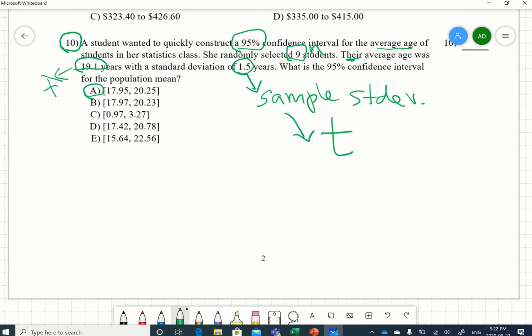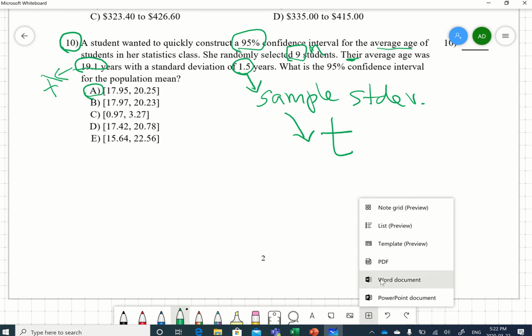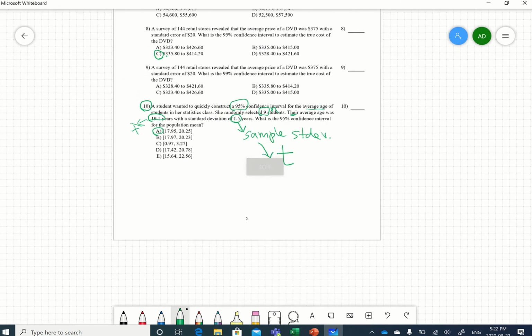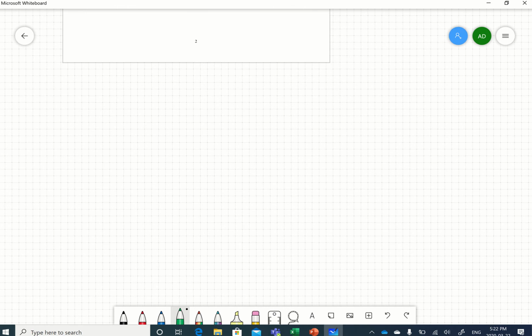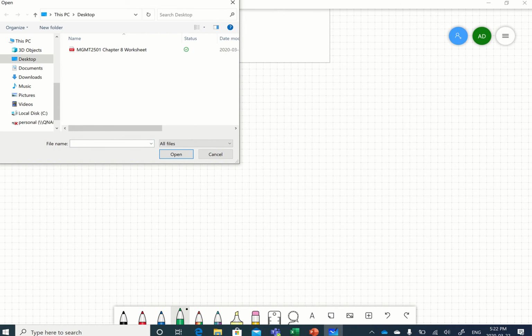So we did both sides, Z and T. And then I'm going to show you a question for proportion. So far we talked about confidence intervals for the population mean. So let's have a look at a question.